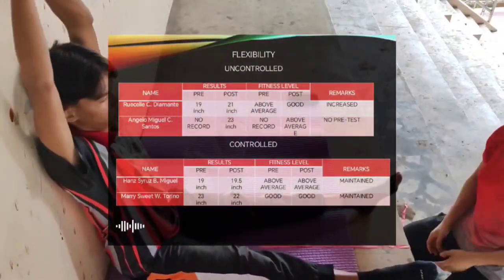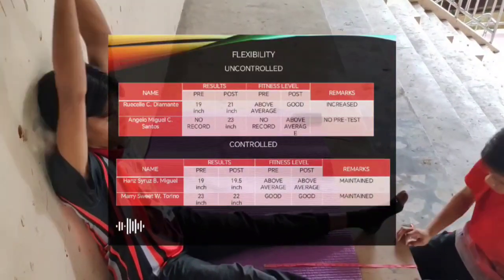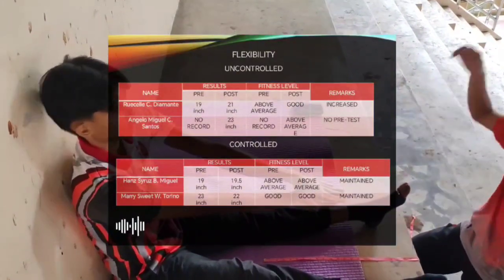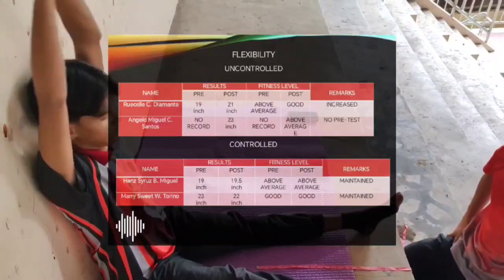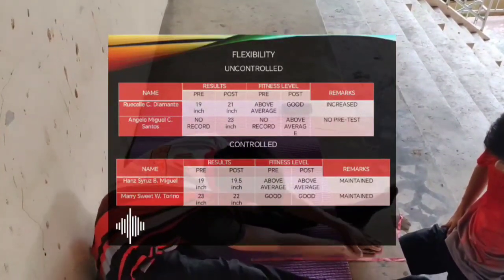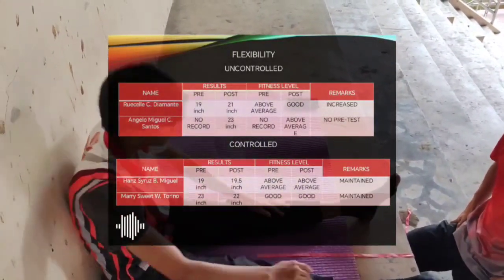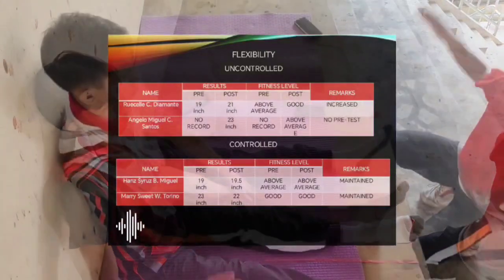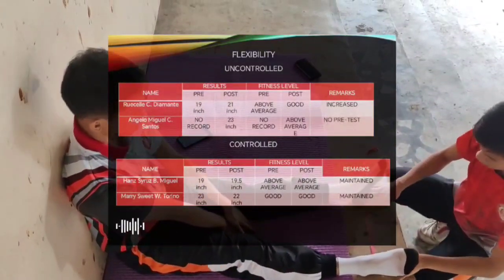For Angelo Miguel Santos, for his pre-test, he has no record because of his absence. For post-test, he scored around 23 inches, which makes his fitness level above average for post-test. And for remarks, he has no pre-test. So, the next is the controlled group.